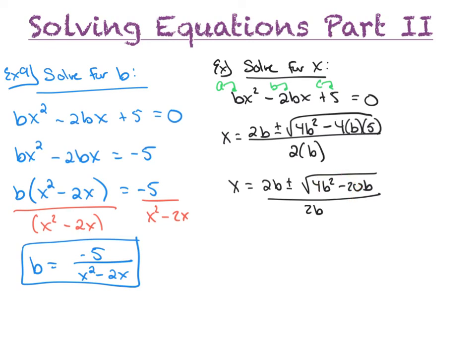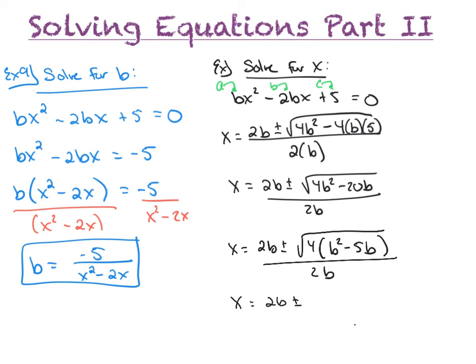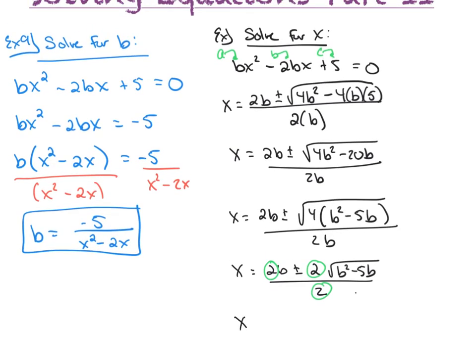And a perfect square, specifically 4, goes into both of those terms. So I can factor out the 4, leaving us with b squared minus 5b all over 2b. So this would be 2b plus or minus 2 times the square root of b squared minus 5b over 2b. Okay, I want to do some reducing and then talk about our answer. The 2b, the 2, and the 2 all reduce by 2s. So our answer is x equals b plus or minus the square root of b squared minus 5b all over 1 that I don't have to write in.